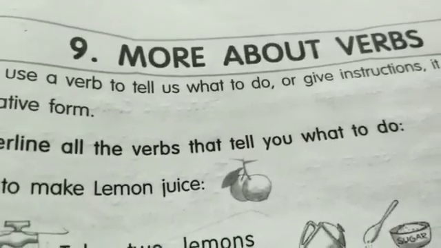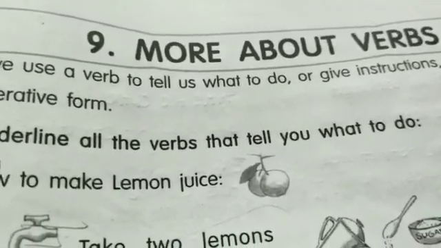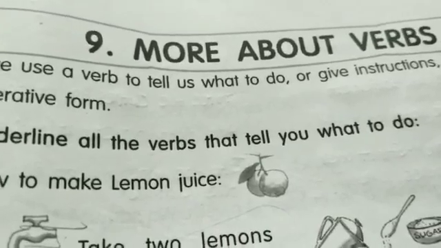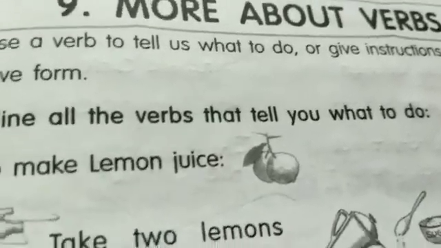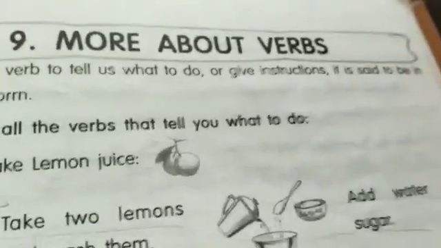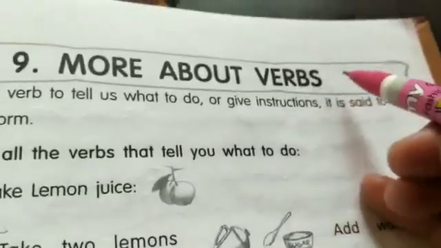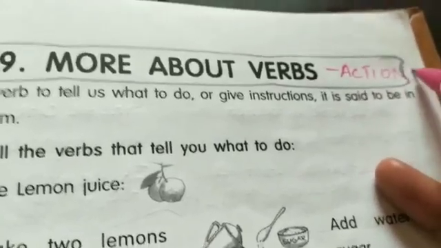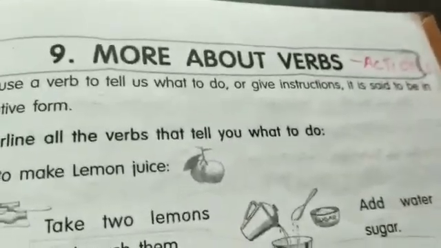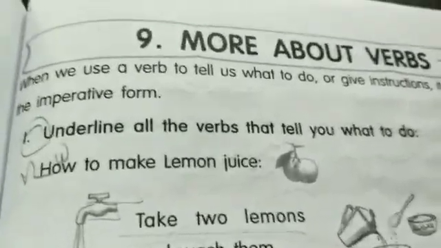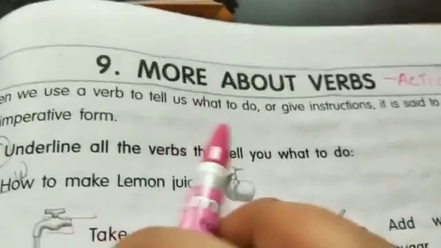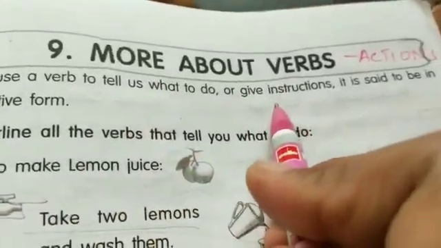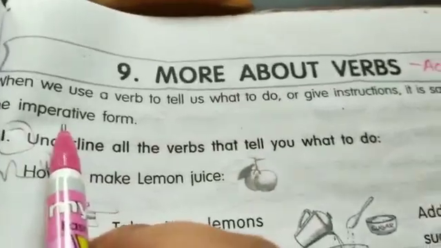Now, a verb is actually an action word. Whenever we do any action, we use verbs. Verbs are used to do actions like eat, sleep. When we have to tell someone what to do or give instructions, we use the imperative form of the verb.